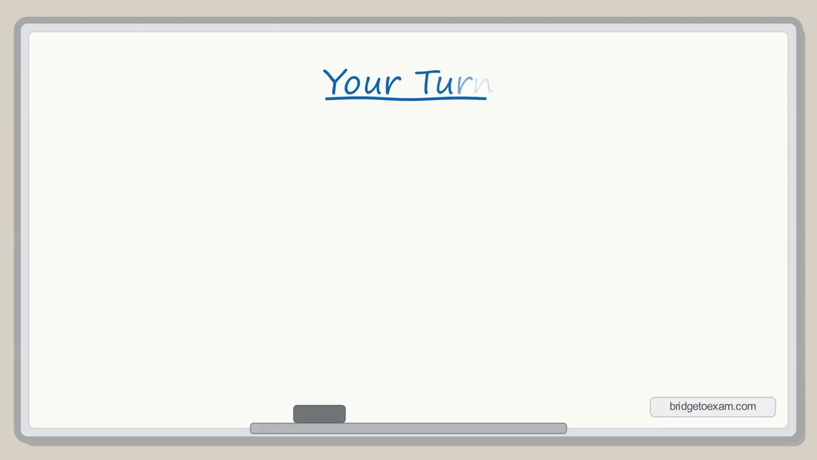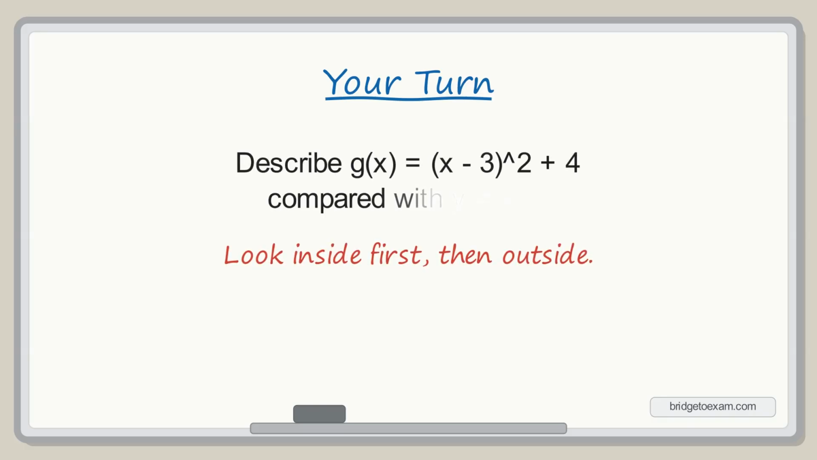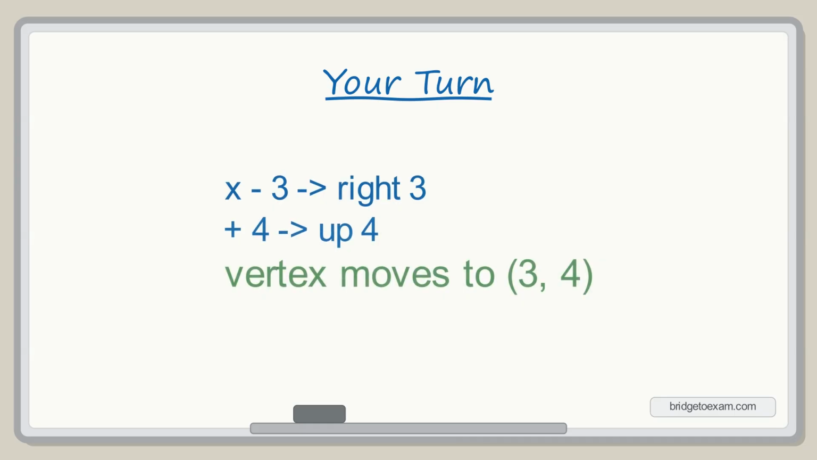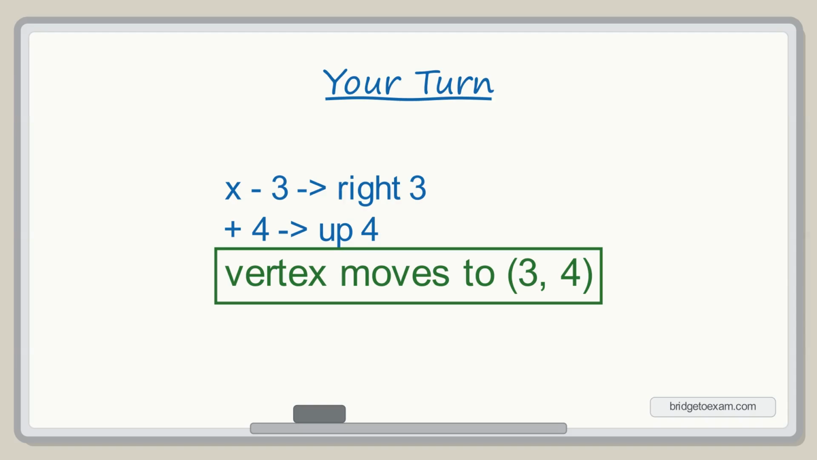Your turn. Describe g of x equals the quantity x minus 3 squared plus 4 compared with y equals x squared. Pause and read the inside and outside moves. The x minus 3 inside the square shifts the graph right 3. The plus 4 outside shifts it up 4, so the vertex moves to 3, 4.